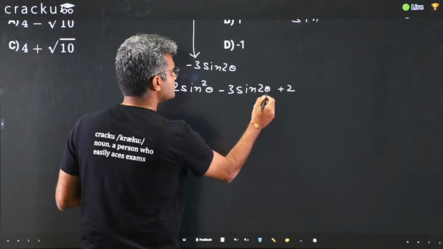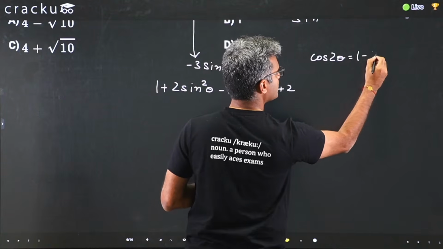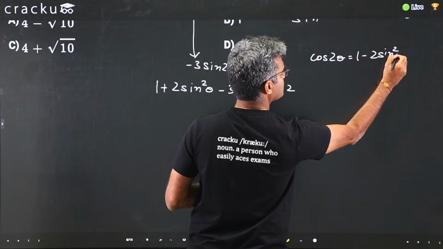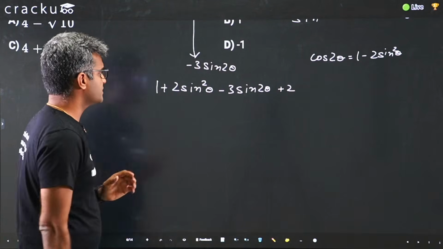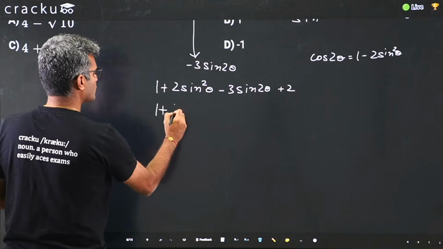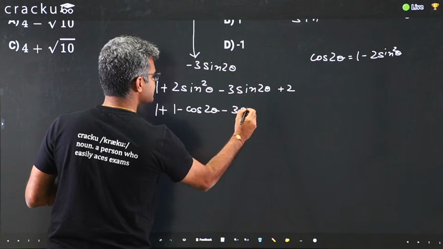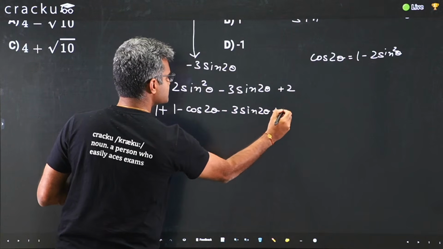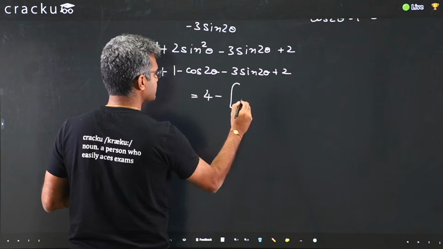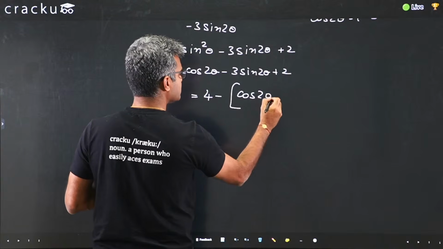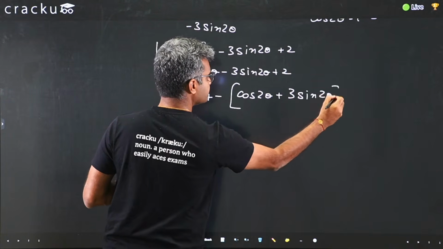Now we also know that cos 2 theta is equal to 1 minus 2 sin square theta. So 2 sin square theta is equal to 1 minus cos 2 theta. So this is 1 plus 1 minus cos 2 theta minus 3 sin 2 theta plus 2. Or the given expression is equal to 4 minus cos 2 theta plus 3 sin 2 theta.